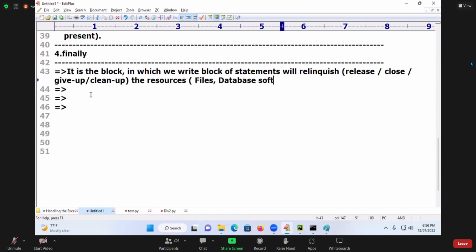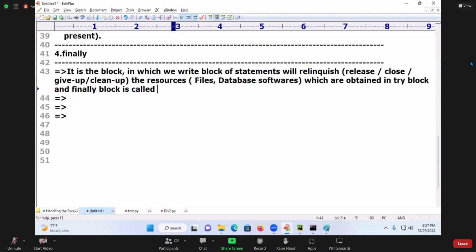That is nothing but clean up the resources. Resources means what here? Files, and what next? Database software. So in this block, in which we write a block of statements, will relinquish the resources. Relinquishing means what? The resources which are obtained in which block? Try block.